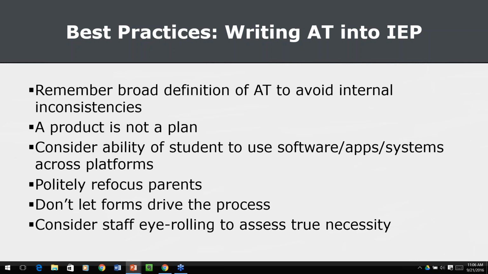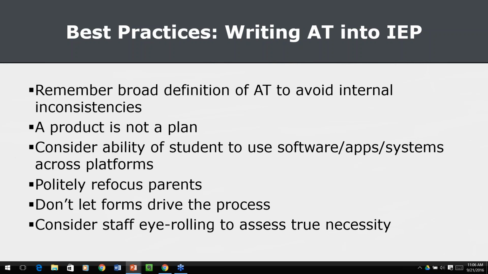Okay, this last one I think is important. If some parent is talking about a piece of technology or something that the kid needs, and you can tell that your staff is in their heart of hearts rolling their eyes, I would really think long and hard before you write that into the IEP. Because once the staff starts rolling their eyes, that means that they don't believe in it. They don't believe the kid needs it. But once you write it into the IEP, they're going to have to provide it.